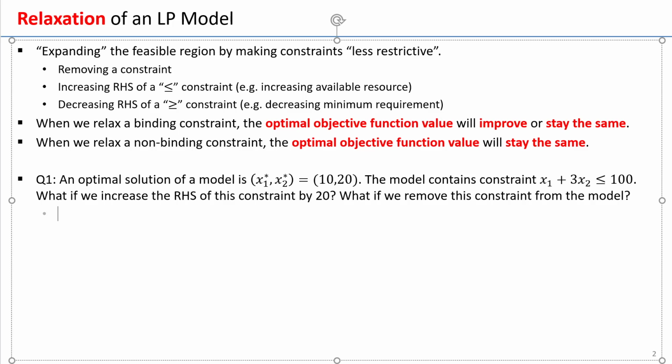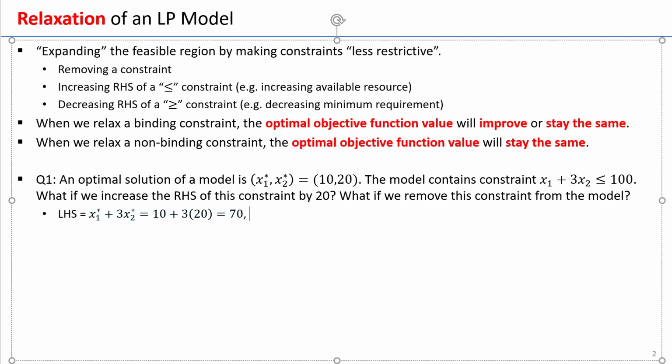Can we calculate the slack? Well, we can see what was the left-hand side of this constraint, which is x1 star plus 3x2 star. So if I take the left-hand side of this constraint and I plug in the optimal solution, this is going to be 10 plus 3 times 20, that will be equal to 10 plus 60, so 70, right?